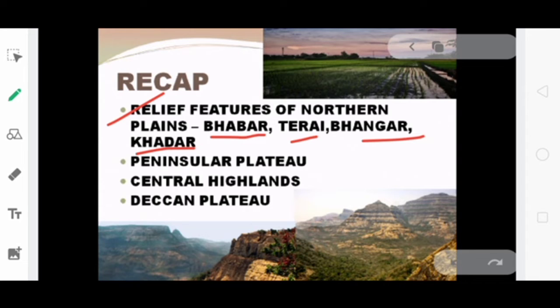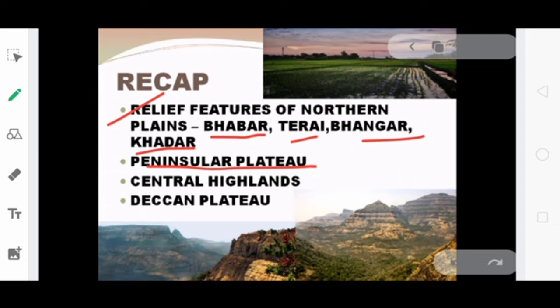Then the next physical feature that we discussed is Peninsular Plateau. Peninsular Plateau is a tableland. It looks like a table. It is composed of old crystalline, igneous and metamorphic rocks. It was formed due to the breaking and drifting of the Gondwana land. This plateau has broad and shallow valleys and rounded hills.